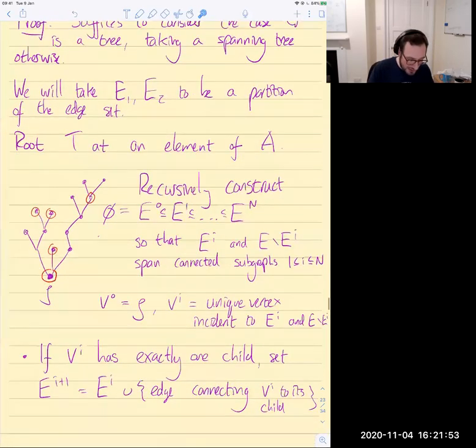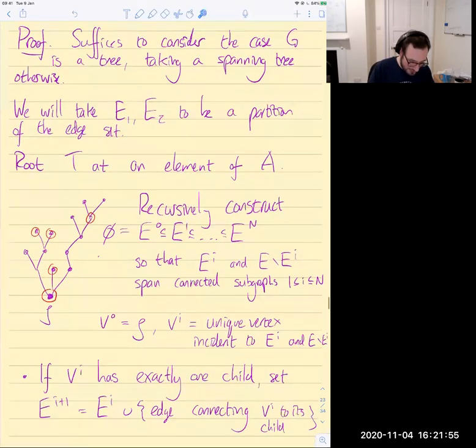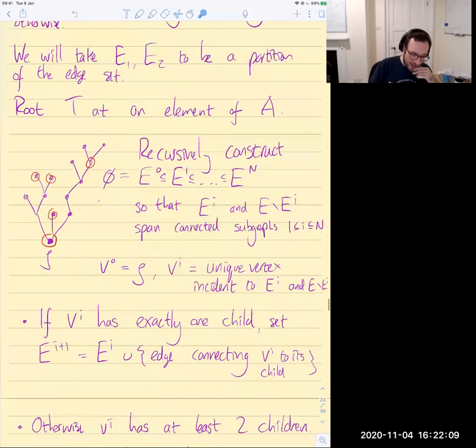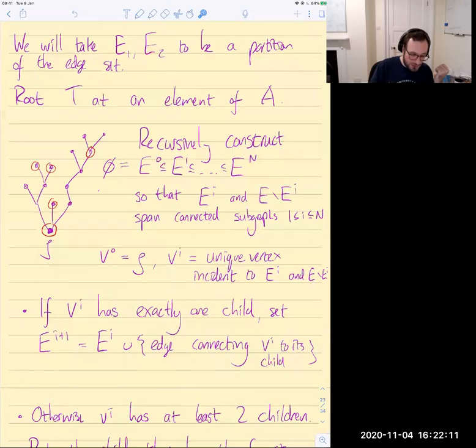First of all, I'll root T at an arbitrary element of A that I call rho. I think of it as going up the page. Vertices have parents and children. At each step i, since Ei and its complement are both connected, I have a unique vertex, call it v_i, that is incident to an edge of Ei and an edge of the complement of Ei.